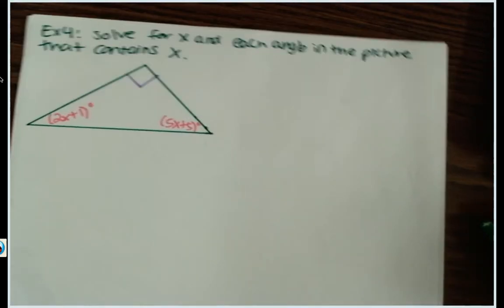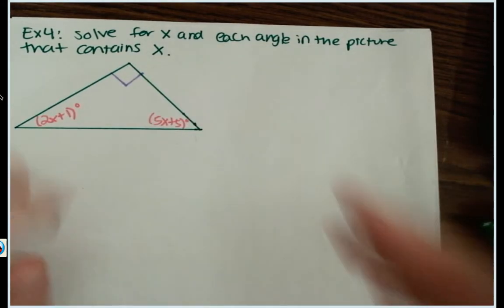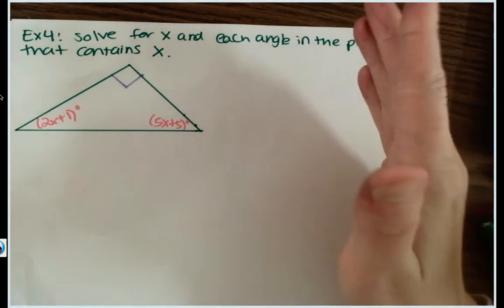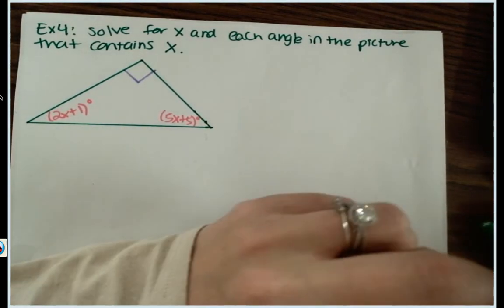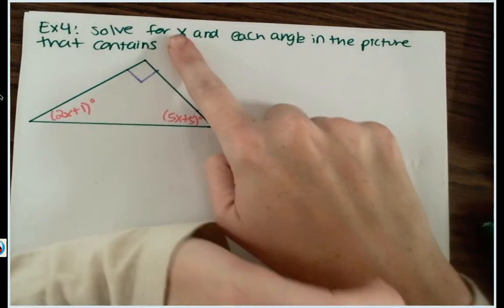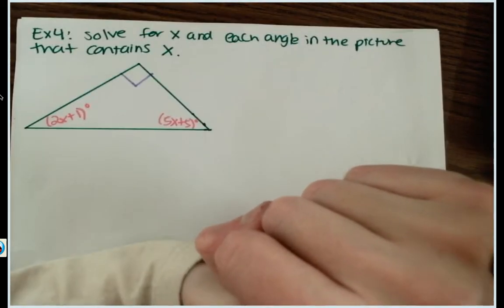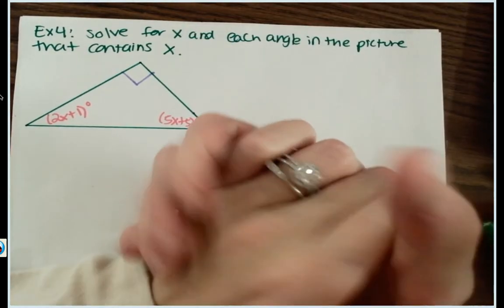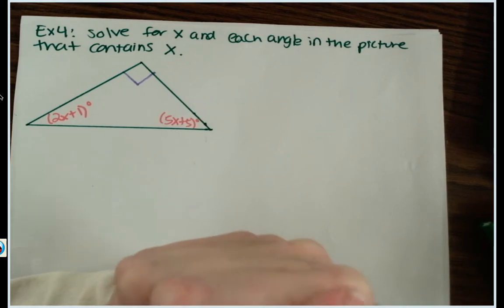All right, you guys, we are now focusing on just a singular triangle, which is still going to be exciting. I know it's just one triangle, but we can still have a blast while we solve. So an example for it says solve for x and each angle in the picture that contains an x. So, how can I solve for x and the angles inside the triangle?